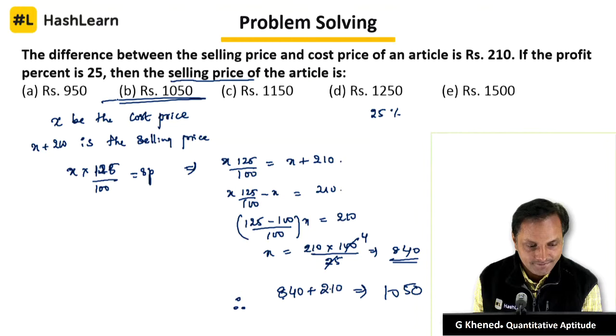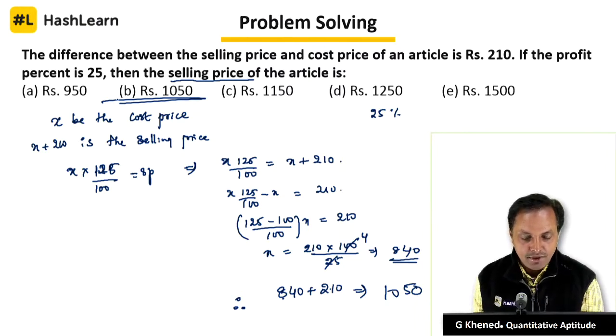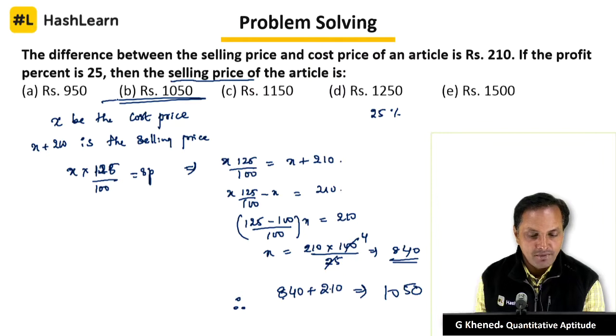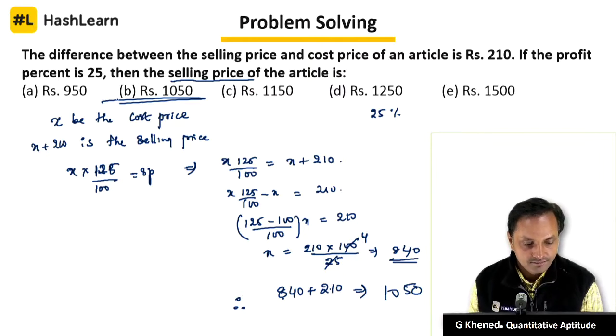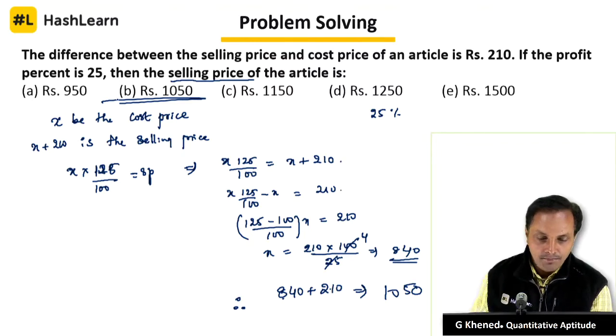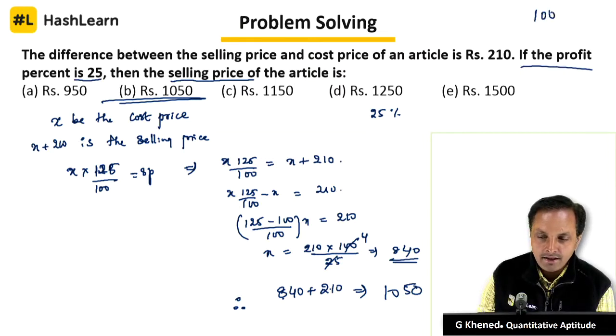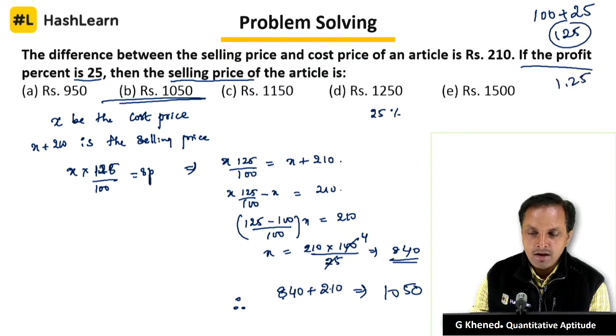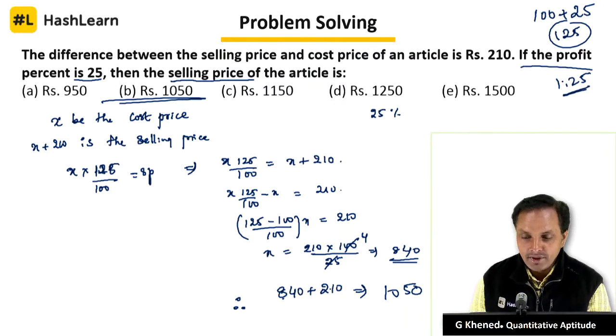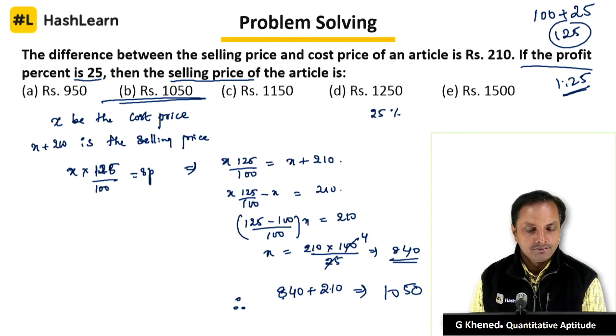Is that okay? So 1050 is the answer, which is option B. Please make a note of this point. If the profit is 25%, as I told you, 25% extra on 100 means 100 plus 25 will become 125. That is, you can take it as 1.25 or you can write it as 125 by 100.